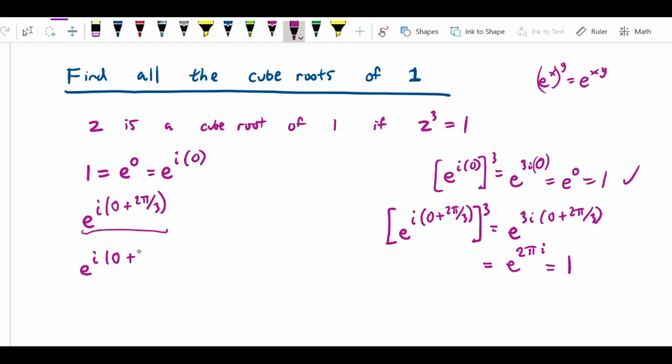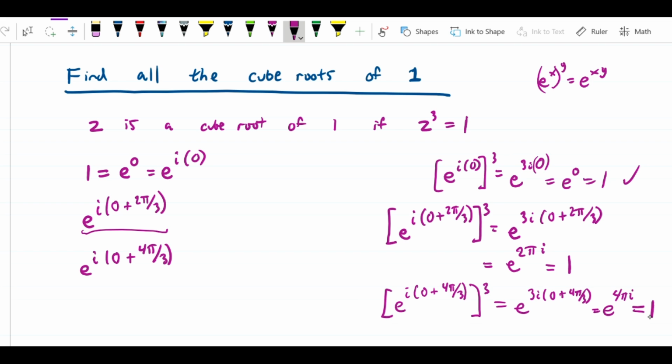How about 0 plus 4 pi over 3? So once again, let's cube that number. e to the i (0 plus 4 pi over 3), to the 3, equals e to the 3i (0 plus 4 pi over 3), which equals e to the 4 pi i. And as you can guess, e to the 4 pi i is just 2 trips around the circle from e to the 0i. So once again, that also equals 1.